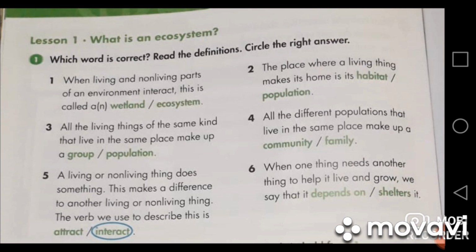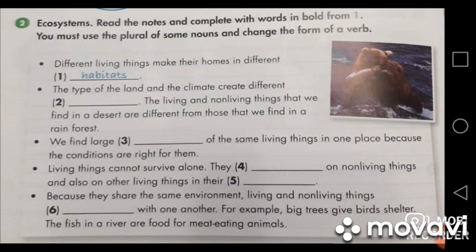Number 6. When one thing needs another thing to keep it live and grow, we say it depends on or shelter it. We say that it depends on it, so you will circle depends on. Now come to question number 2 on page number 32. There are some notes given in question number 2 and you have to complete these notes with the help of question number 1. There are some words which are given in bold in question number 1 and you have to complete these notes with the help of those words.